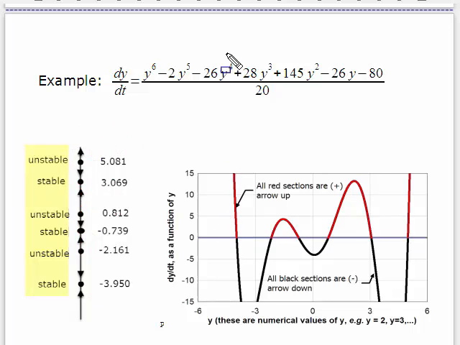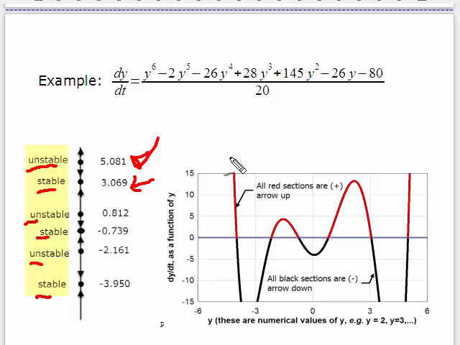And now we can look through the phase line and see which ones are stable or unstable. We're looking at this node and we see the arrows are both moving away from it. It's unstable. For this node, the arrows are moving towards it, both pointing towards it. It's stable. Here they're moving away, so it's unstable. Pointing towards it, stable, unstable, and stable.